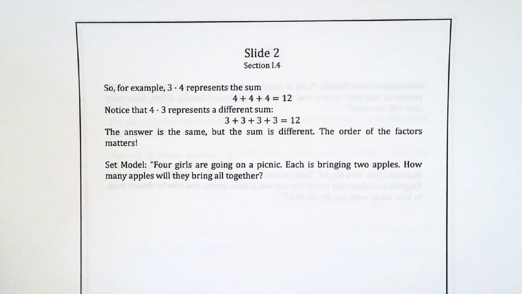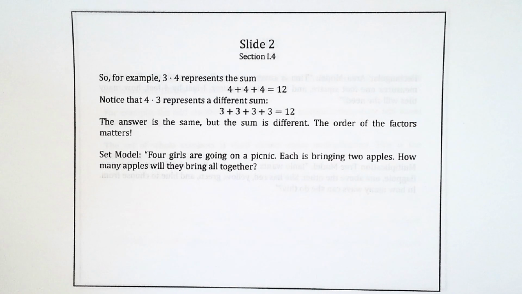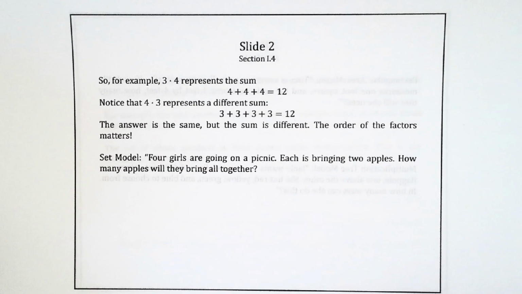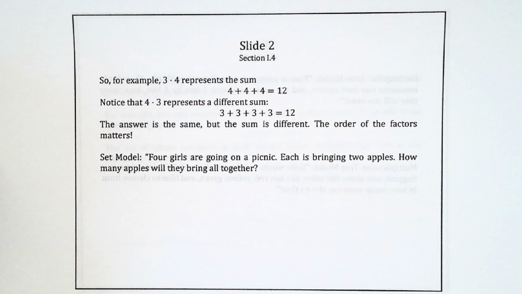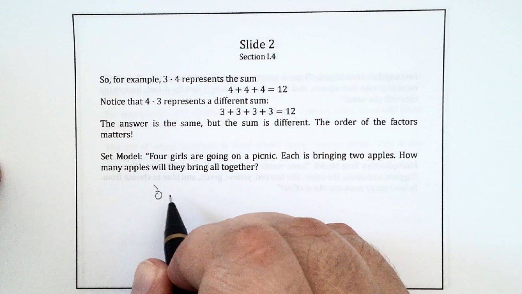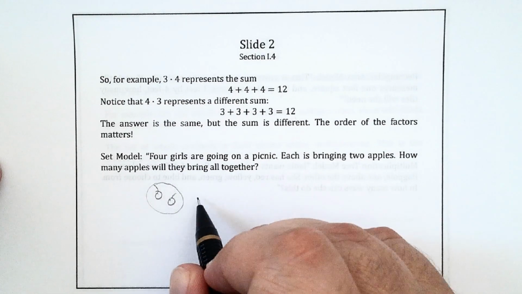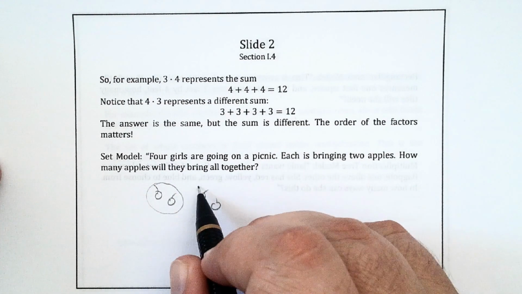Okay, there are 6 different word problem models for multiplication. The first is the set model. 4 girls are going on a picnic. Each is bringing 2 apples. How many apples will they bring all together? Let's draw a little picture. This represents the repeated addition model.